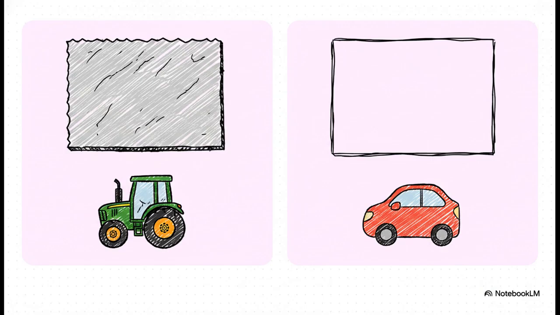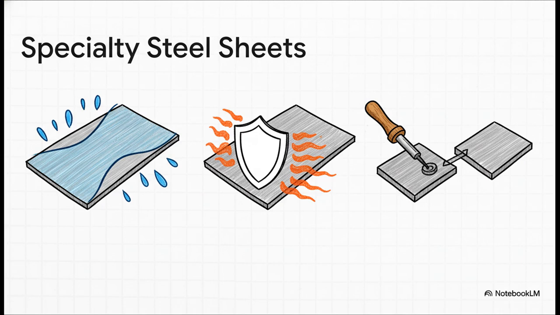Cold-rolled steel, on the other hand, gets processed more to give it a smooth, paint-ready surface and a really precise thickness. It's exactly what you need for a car door or a new refrigerator. And then you get into the specialists, the steels that get coated with other metals to gain new superpowers.